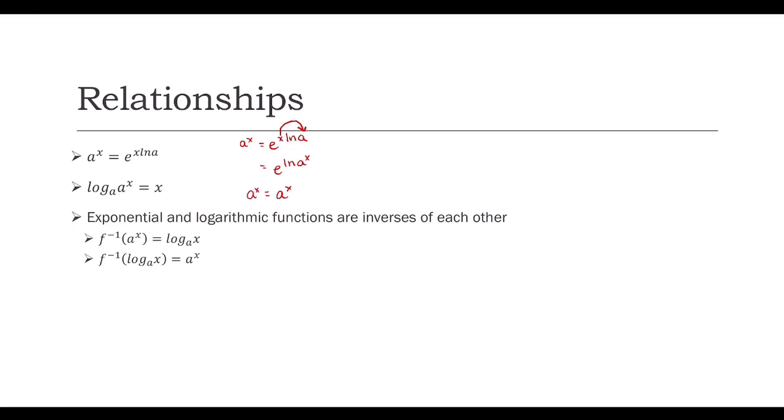The second one is your log base a of a to the x equals x. So if the base of your logarithm and the base of the exponent are the same, you can get rid of that, and it brings down just the x to be equal to the x.